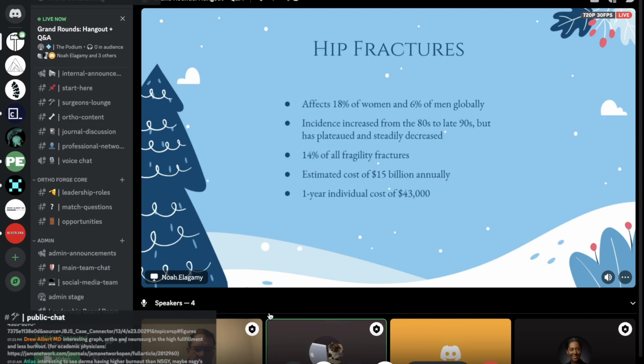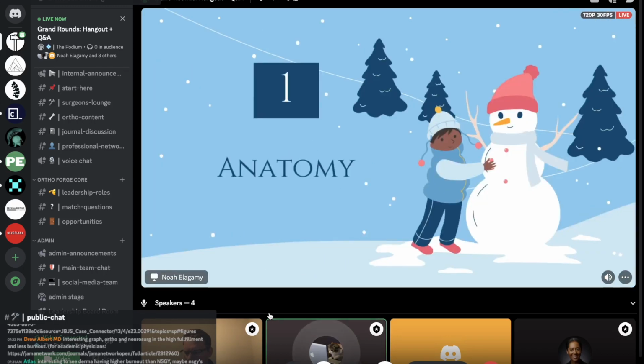They incur an estimated cost of $15 billion annually for the United States. And for a patient who breaks their hip, the estimated 1-year cost of treatment and follow-up visits and physical therapy totals to about $43,000. So that's a little brief introduction.